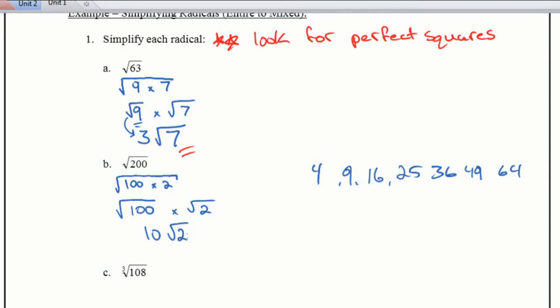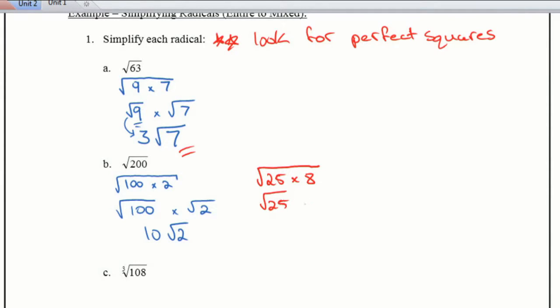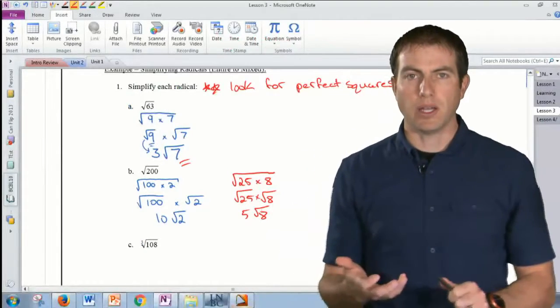Savannah wrote 25 and 8, which is also right. Let's say you picked 25 and 8, because this is a really important point, and there's nothing wrong with that. 25 times 8. I'd write that as 2 radicals, and then take the square root of 25 as 5 times the square root of 8. I'd end up here with a different answer, and you're thinking, if I'm simplifying, shouldn't I end up at the same spot? I should end up at the same spot.